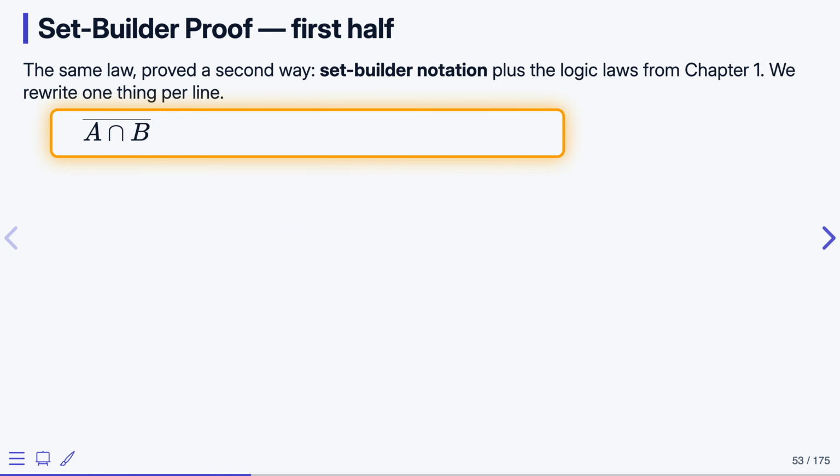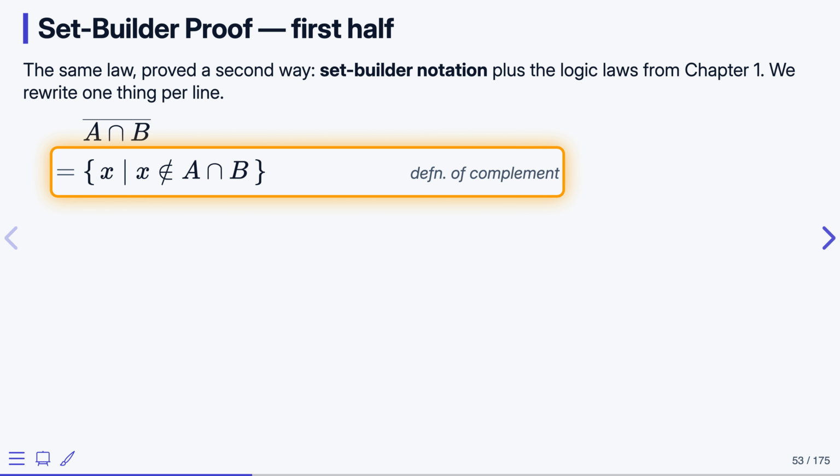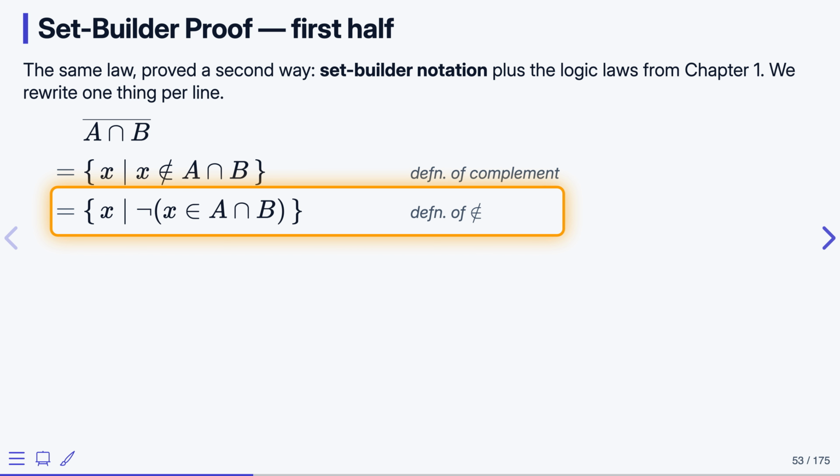Now the same law proved a second way with set builder notation. Set builder notation writes a set as all x such that some condition is true. Each line equals the line above it, and the reason sits on the right. We start with the complement of A intersect B. Step 1. By the definition of complement, that is the set of all x that are not in A intersect B. Step 2. The not-in symbol is just shorthand. Write it out as not x is in A intersect B.